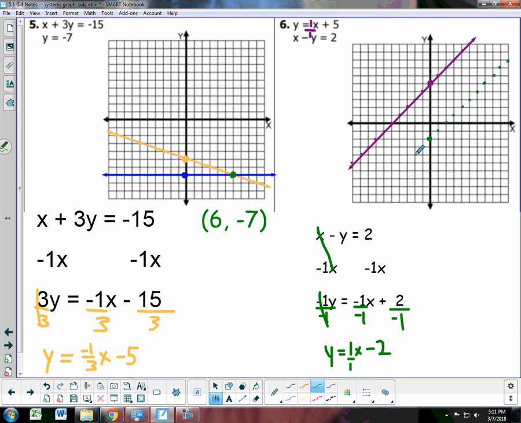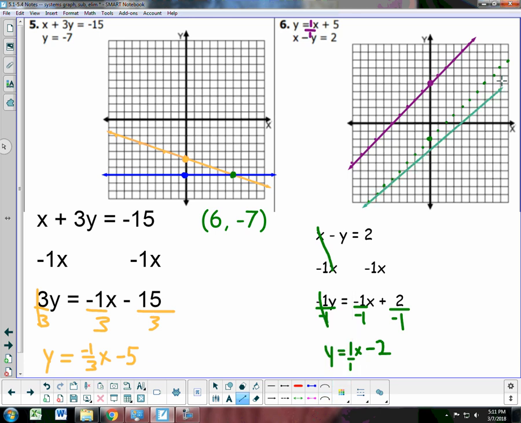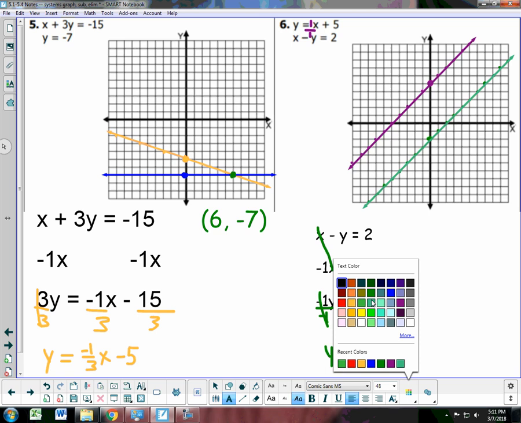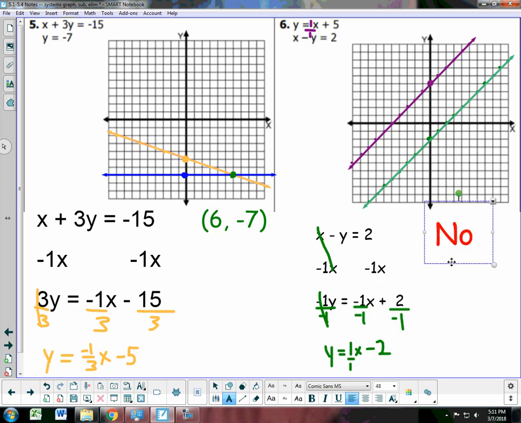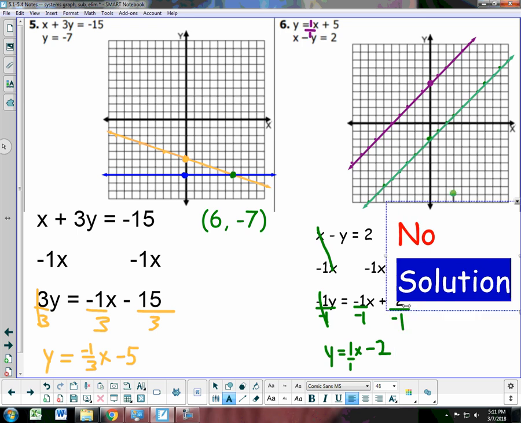So they have equal slopes, and you may notice that they are not crossing. So in that case, that means that this is a no solution. No solution. That n is getting in the way.